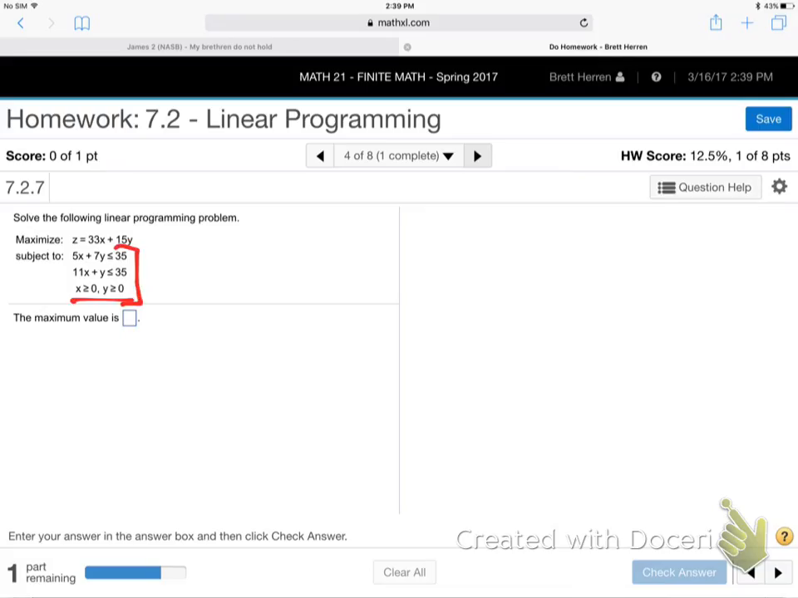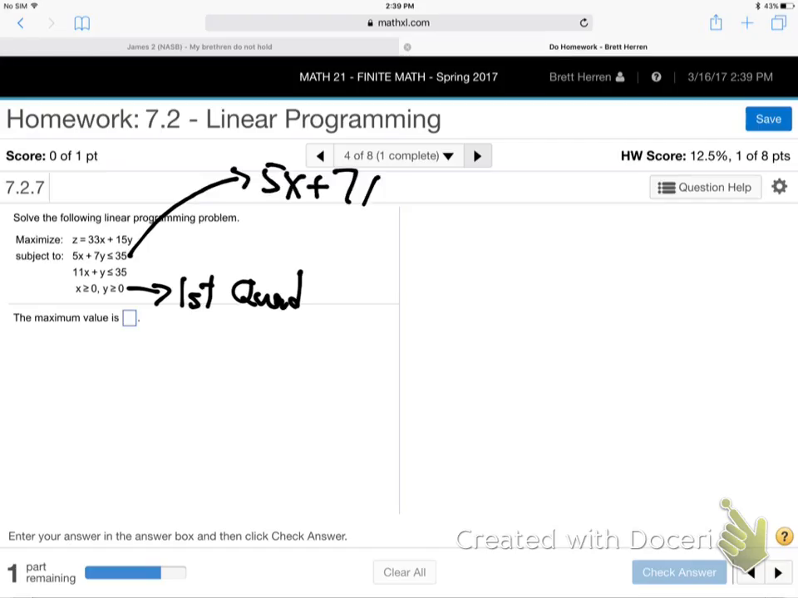Oh, and you know what the x greater than or equal to 0, y greater than or equal to 0 means? What does that mean? First quadrant. Remember, that means positive. Both are positive. So that's all that means. Don't need to do anything with that. That's first quadrant. So really all I've got to work with is these. Let me start with this one. 5x plus 7y less than or equal to 35. So how do I go about graphing him?